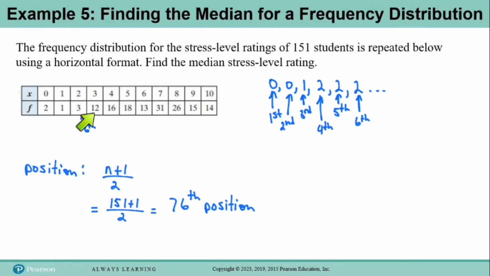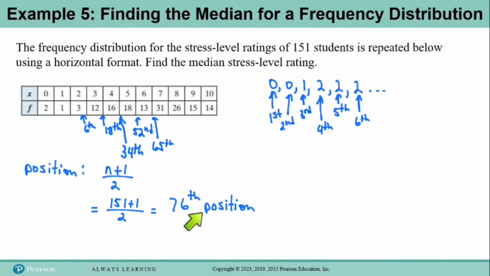is 6. Now we can find out the position of the last 3 by adding 12. So 6 plus 12 is 18, and that means that the last 3 is in the 18th position. Then 18 plus 16 is 34, so the last 4 is in the 34th position. Then 34 plus 18 is 52, and so the last 5 is in the 52nd position. And then 52 plus 13 is 65, so the last 6 is in the 65th position.